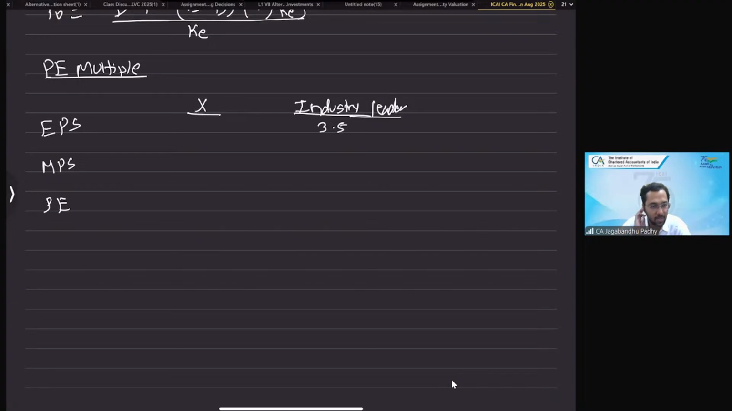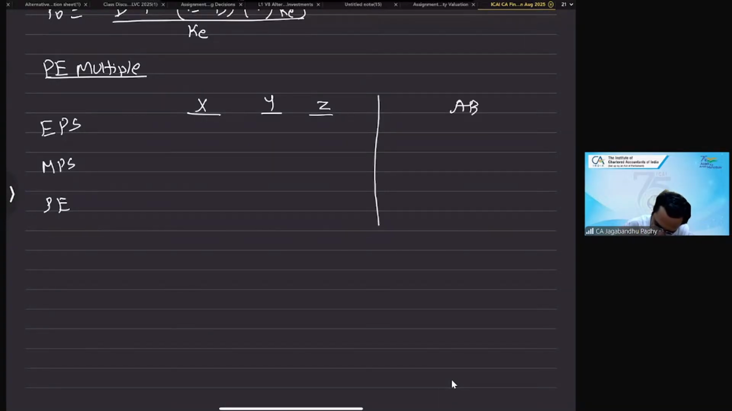Let us do one thing. We have three companies, X, Y, Z, and a company ABC which we want to value. In the industry we have three different companies: company X having 2 as the EPS, company Y having 4 as the EPS, and company Z having 2.5 as the EPS. Their market prices are, let's say, 25, 44, and 30. Can you tell me what will be the P/E ratio, the price to earning ratio, of each of these companies?